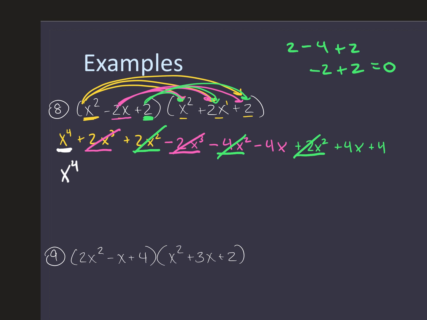And then I have negative 4x plus 4x, which negative 4 plus 4 ends up being 0. So those will cancel each other out there. And then my constant is 4, so just plus 4. So coincidentally here, everything ended up canceling each other out, and we're just left with x to the 4th power plus 4.